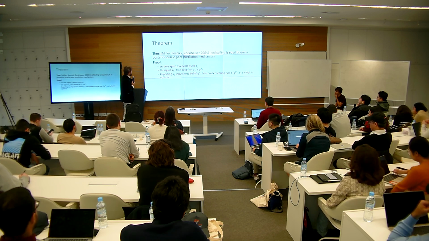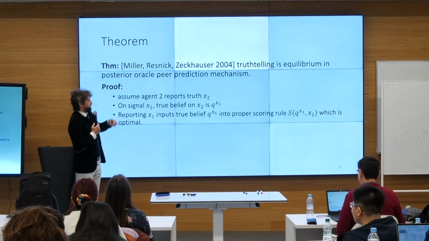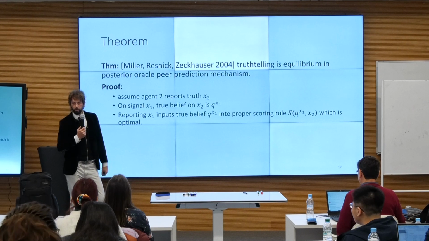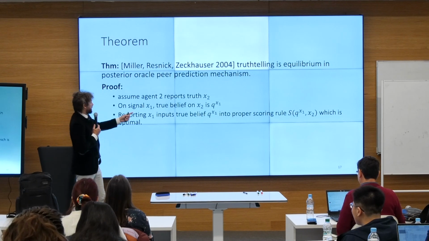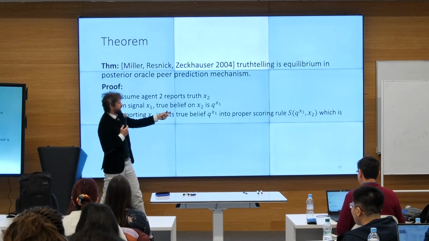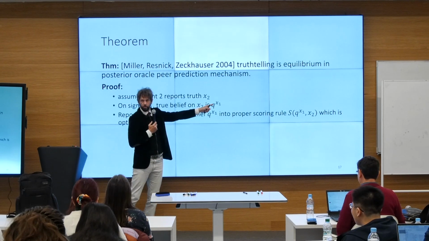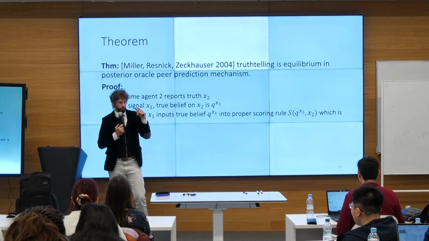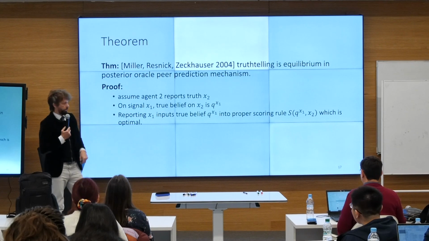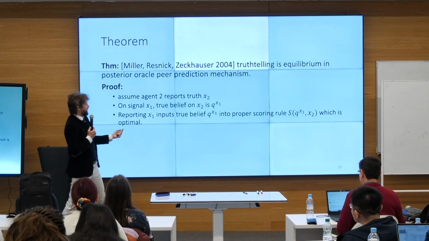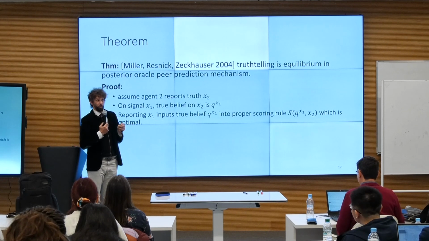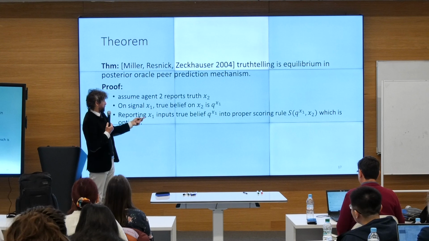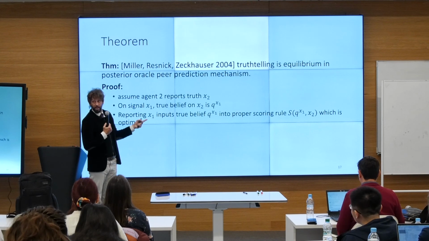And so why is that? So let's assume agent 2 is reporting the truth. They're reporting X2, what they truly see the colors as. Okay, so on signal X1, our true belief on X2 is Q of X1, the posterior that we had from the table, right? That's our true belief. Okay, and we know our payoffs are going to come from the scoring rule, where our best strategy in the scoring rule is to have our true belief input. So the way to make that happen is to report X1. So X1 would be my best response.